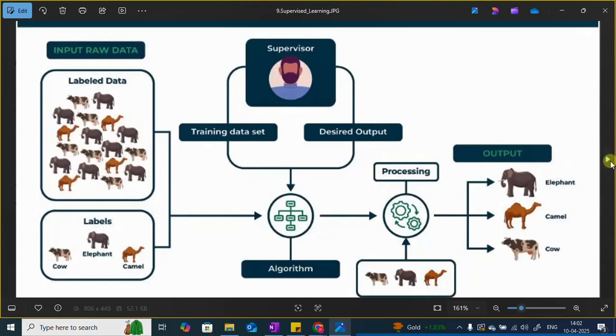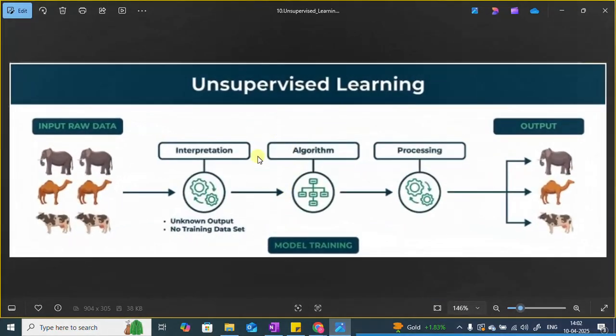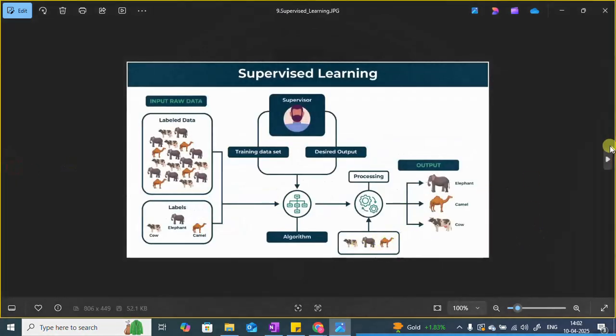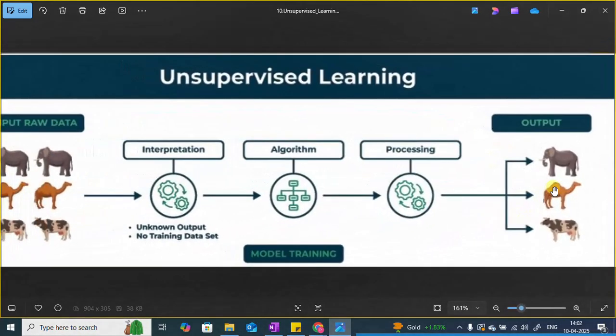Similarly, in unsupervised machine learning, what happens? Think about this. As I told you, unsupervised machine learning means unlabeled data. I'm not telling the model this is an elephant, this is a camel, this is a cow. I'm just giving data and training my model. Now suppose I give some unknown data set like the previous one. As output, it just segregates into different classes. This kind of animal belongs to one category, and this kind of animal belongs to another category.